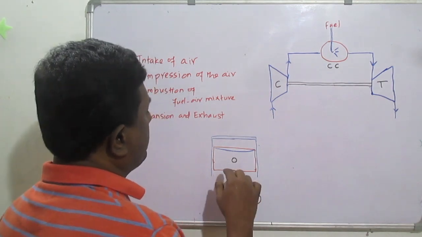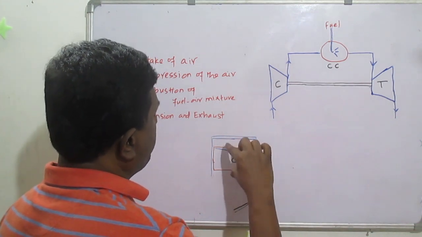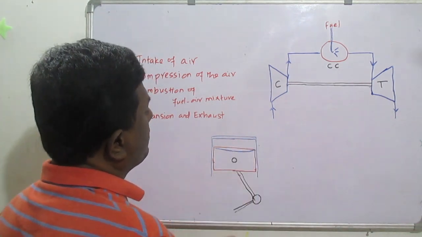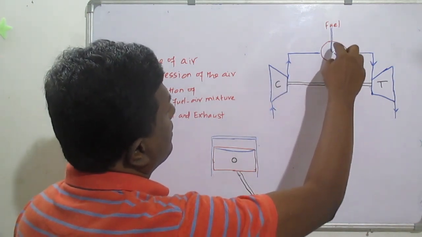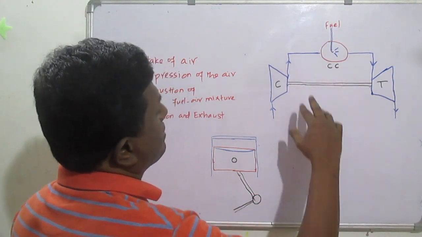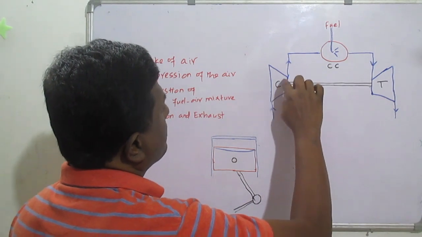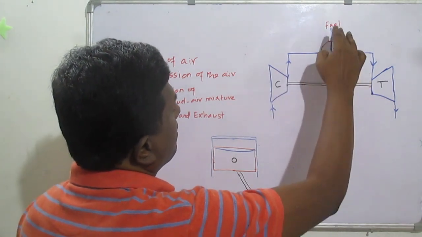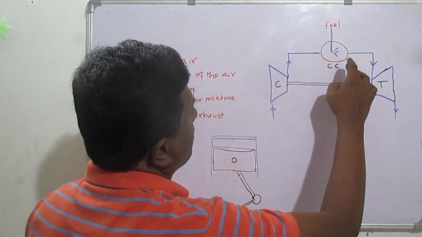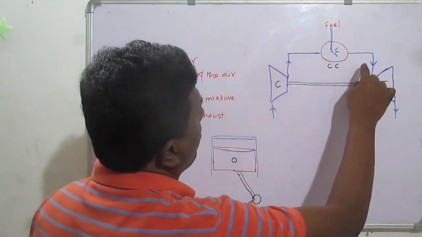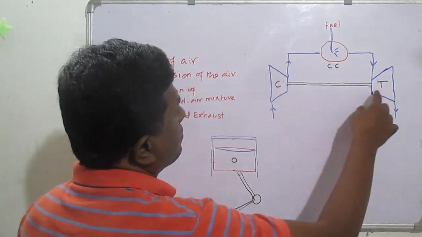And the next thing is that here, in the IC engine, fuel is sprayed only at the end of the compression, whereas in the gas turbine the fuel injection is continuous. The compressor compresses the air that goes to the combustion chamber, fuel is sprayed continuously, and because of the combustion, high temperature hot gases come out and go to the turbine.